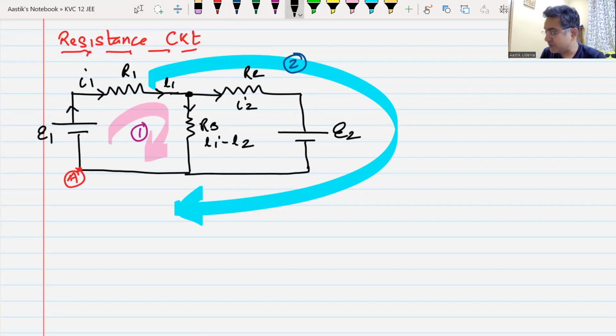I1 minus I2. How many unknowns are there? There are only two unknowns, so you need two equations. I'm making one equation in the lower loop, the smaller loop, and one equation in the upper loop. What is the equation in the lower loop?